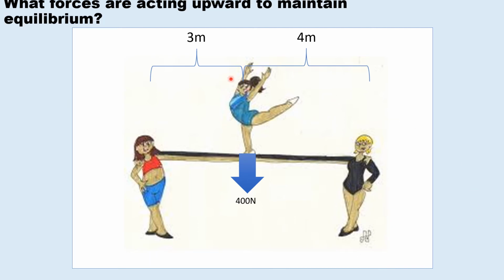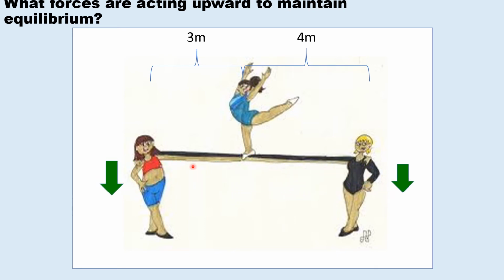Okay, so now we've got a scenario here. So we're going to look at this just to give you an example of how to calculate and how to rearrange the equation. So we have a total of 7 meters here, because you've got 4 on this side and 3 on this side, and it's 400 newtons of force.